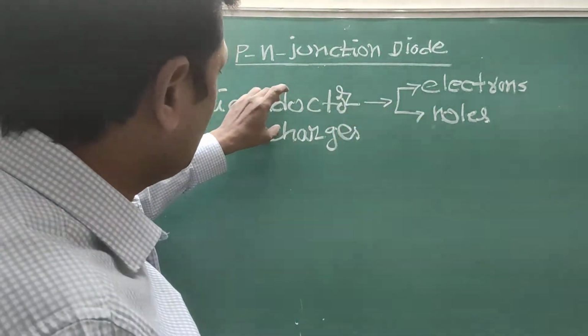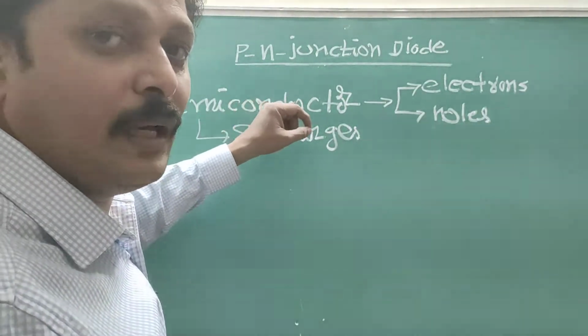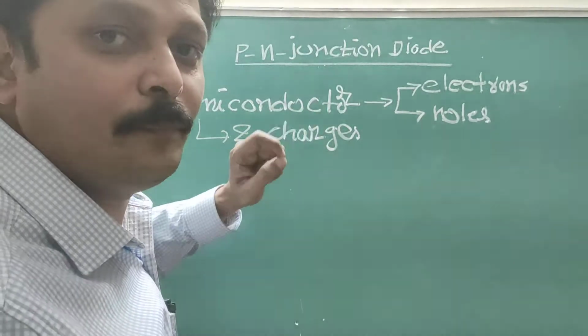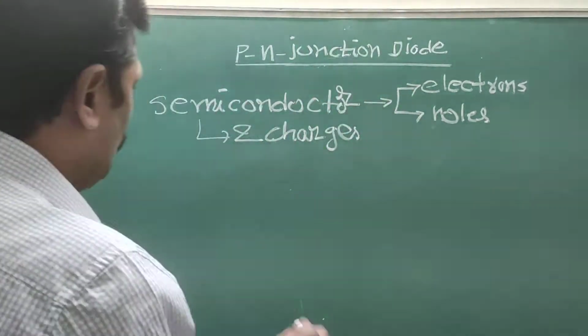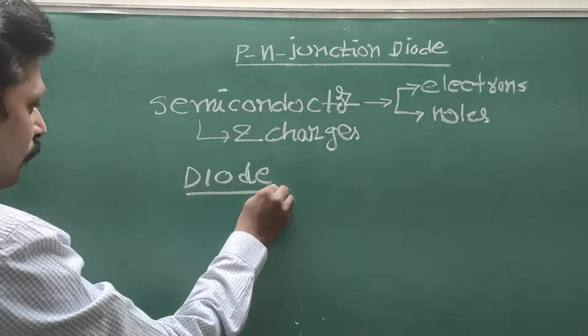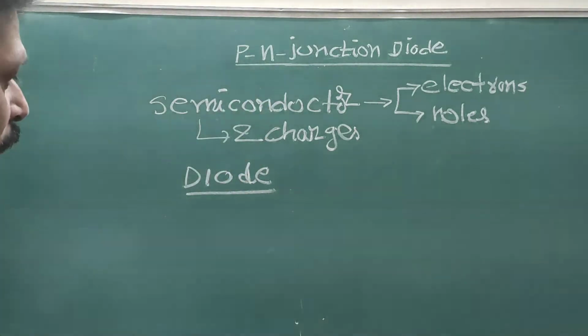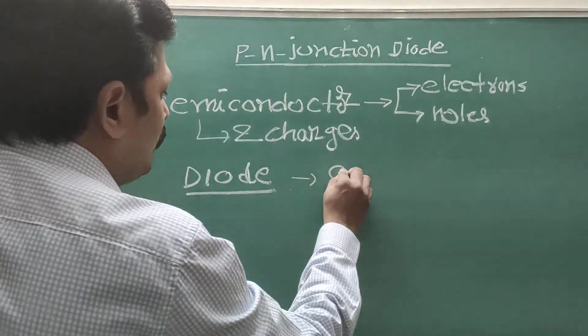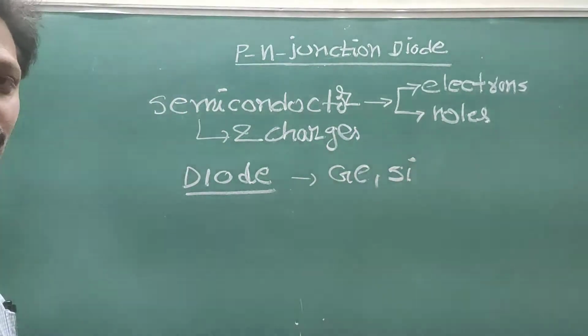Based on this semiconductor property, many electronic components are designed or constructed. One of the basic components is the diode, a preliminary component using semiconductor materials. What are called semiconductor materials? Germanium and silicon are termed as the semiconductor materials.